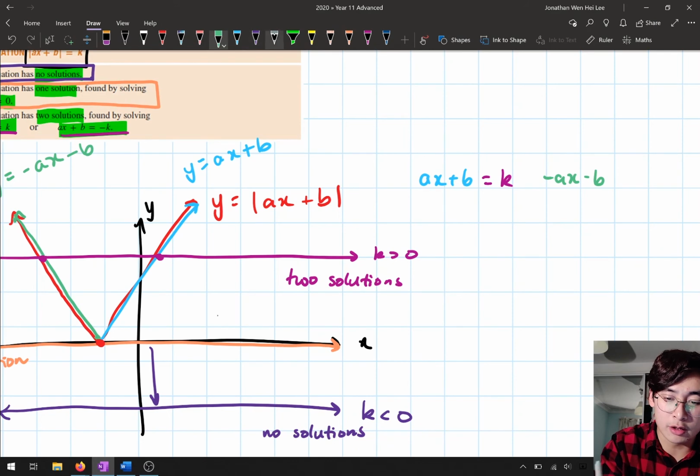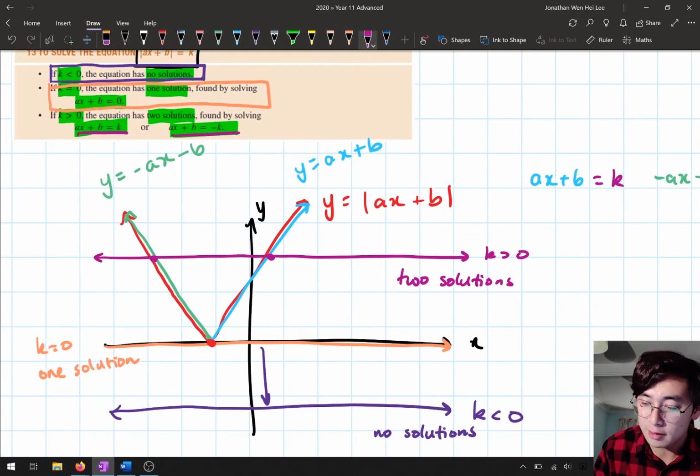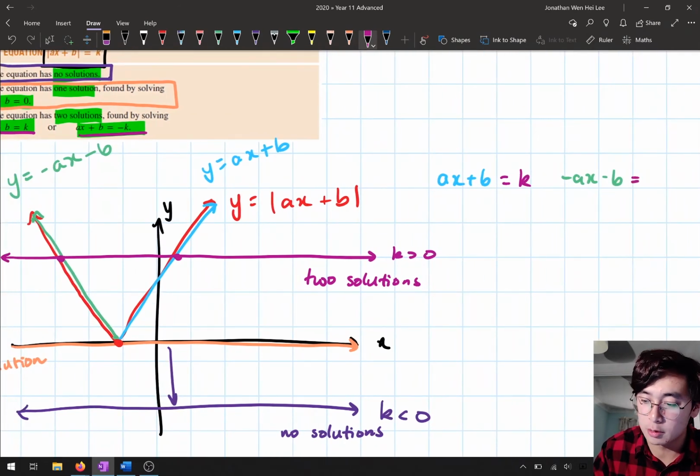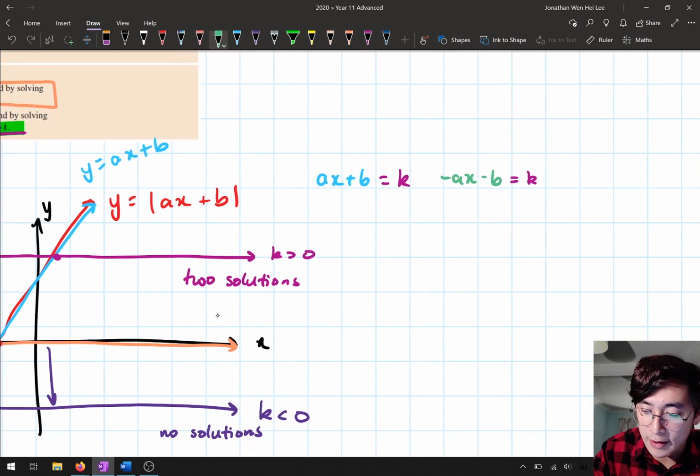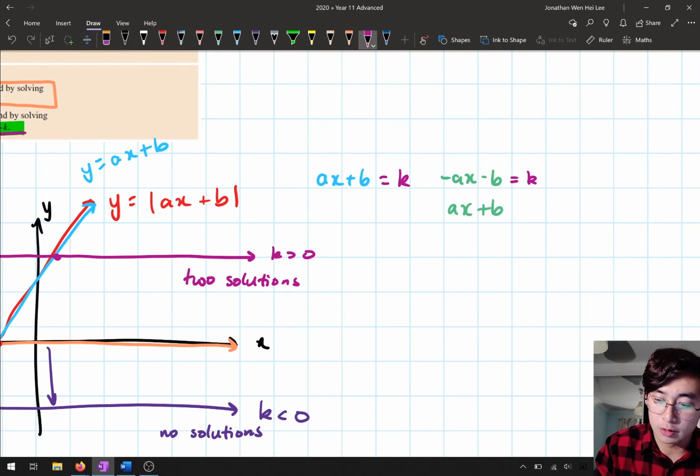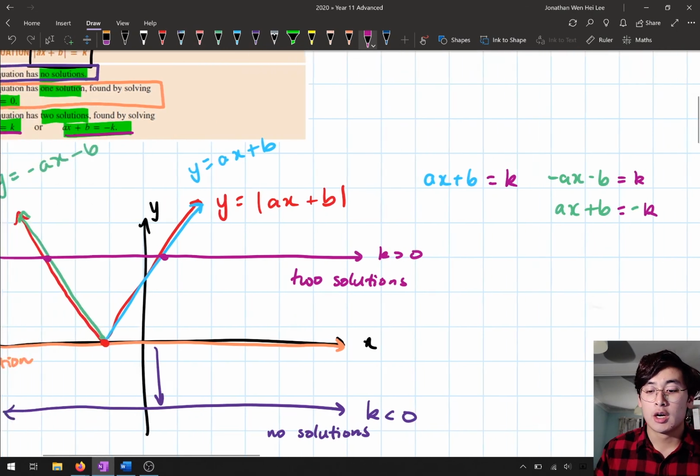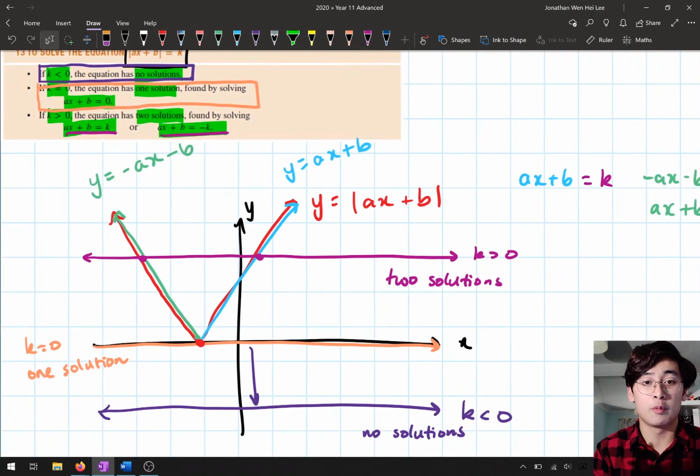Now look at what's written in those two equations. One of them is ax plus b equal to negative k. Now if you notice, for the one on the right, I can just multiply both sides by minus 1, and instead of negative ax minus b, I'll have ax plus b equal to minus k. And so that's why when we're solving absolute value equations, if the number we're solving it with is greater than 0, we're going to have two solutions.